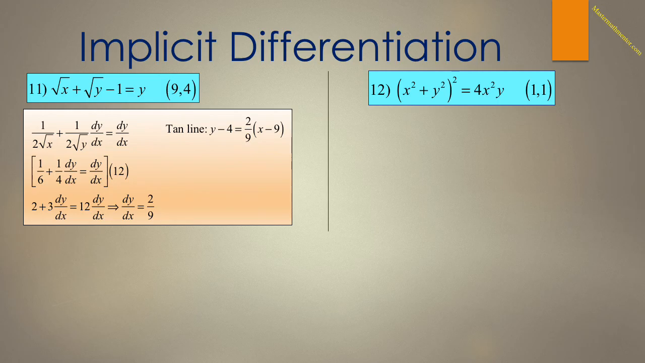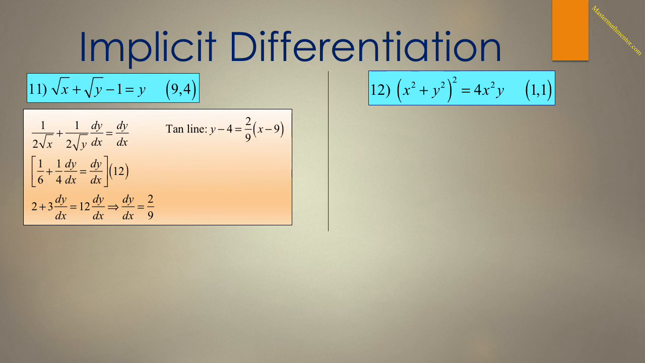In number 11, we have the square root of x plus the square root of y minus 1 is equal to y. Taking the derivative, we get 1 over 2 square root of x plus 1 over 2 square root of y dy/dx. The derivative of 1 is 0, and that is equal to dy/dx. At this point, we'll plug in the point (9, 4), getting 1/6 plus 1/4 dy/dx equals dy/dx.